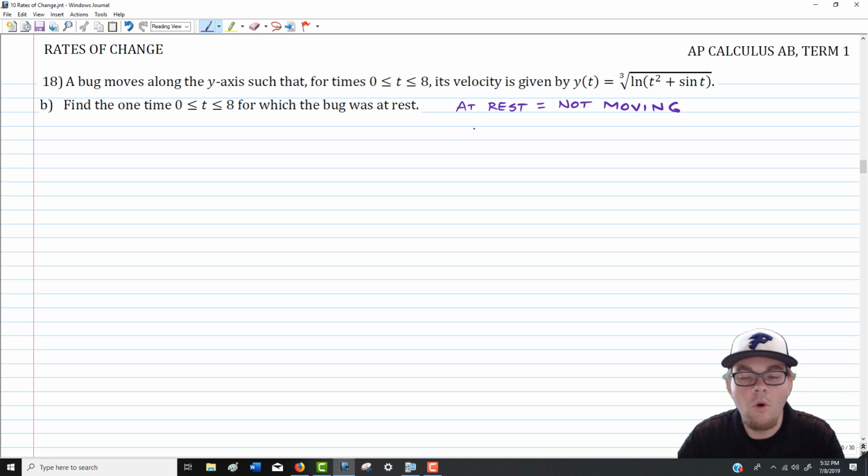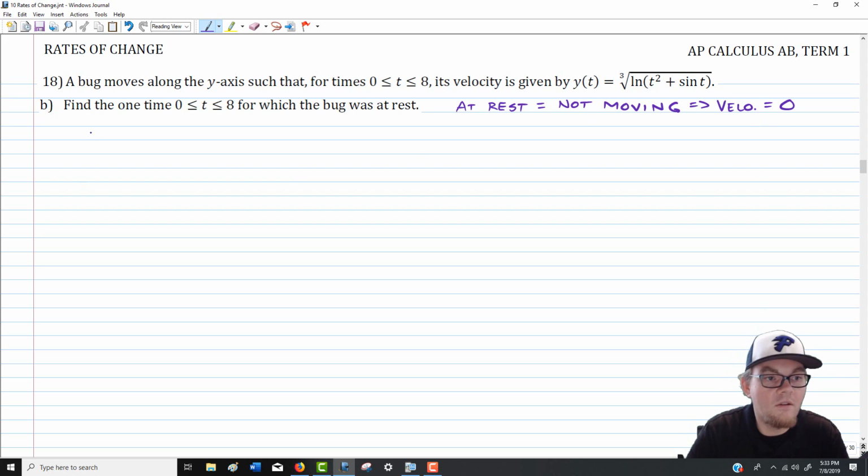Let's think about this in more precise mathematical terms. Not moving. Here, I'll just write this. If you're not moving, that's the same thing as saying that your velocity is 0. So what we're looking for in this particular case is we want to figure out when is y of t equal to 0 for t values between 0 and 8.